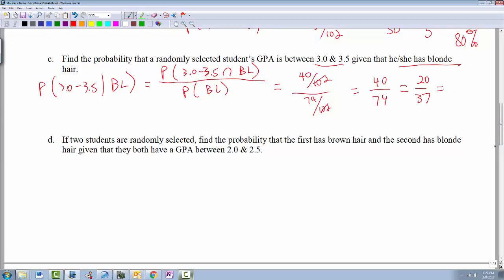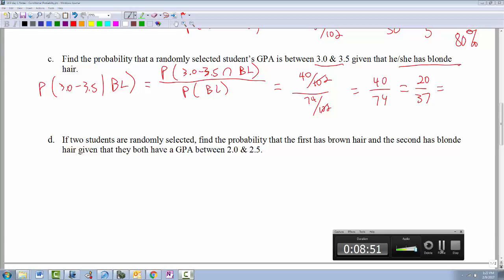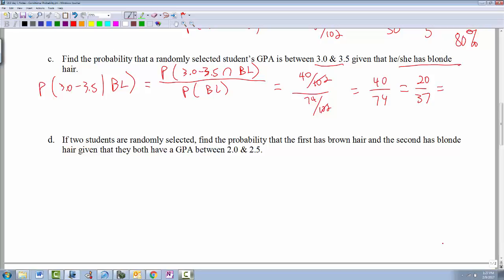Next, go ahead and write this question down, but we're not going to do it yet. I'm going to do it after we do the next set of notes. But as you're writing it down, I'll yammer about this. How many students am I selecting in letter D? 2. How many did I select in C? That's what you have to understand. We only picked one student in C.